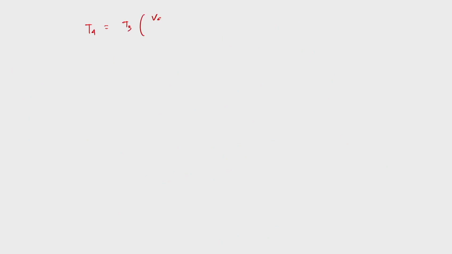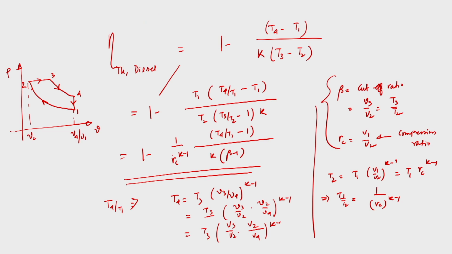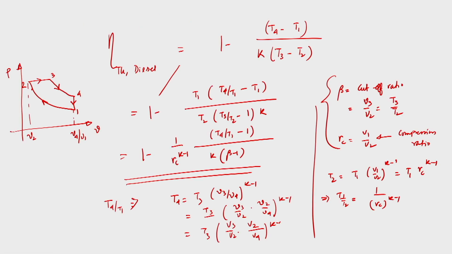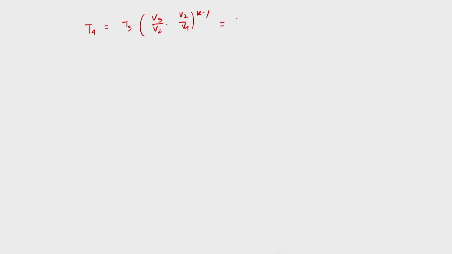T4 is equal to T3 into V3 by V2 into V2 by V4, to the power k minus 1. Now the question is, what is V4? If I look at the PV diagram, V4 is equal to V1, that is VBDC. So I can write T3 into V3 by V2 into V2 by V1 to the power k minus 1. So I can write it as T3 into V3 by V2 to the power k minus 1 into V2 by V1 to the power k minus 1.